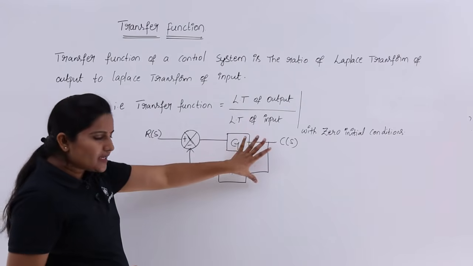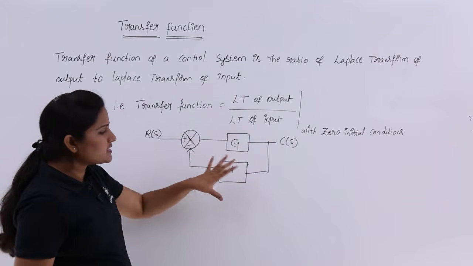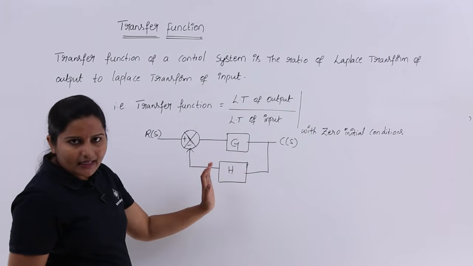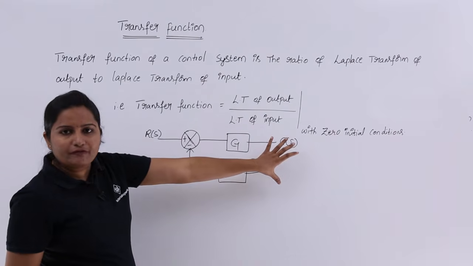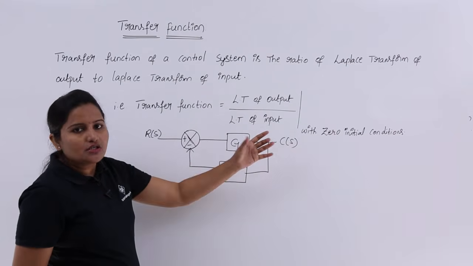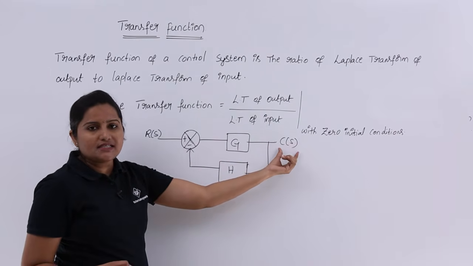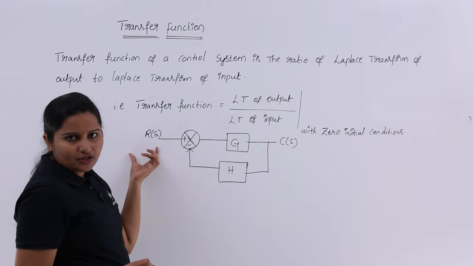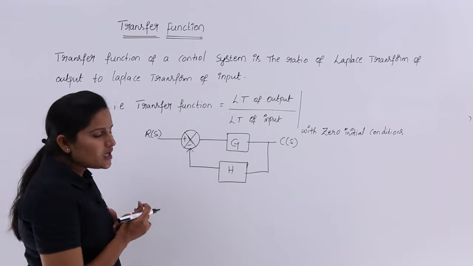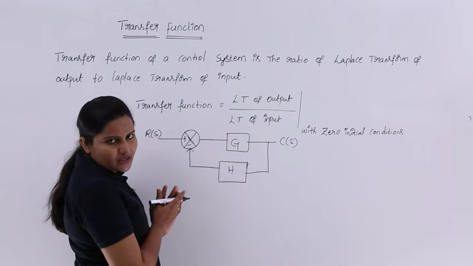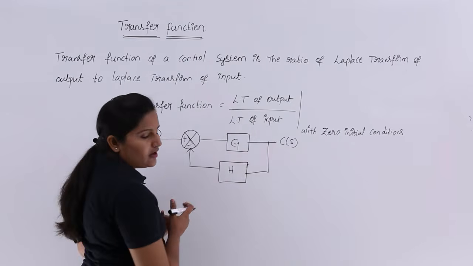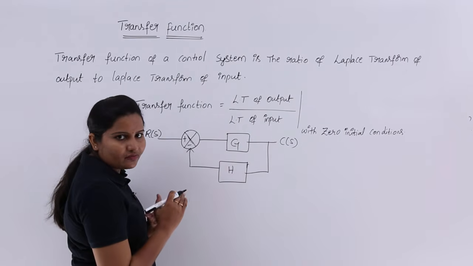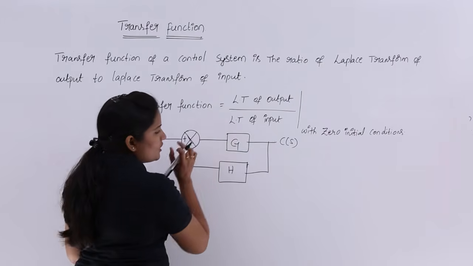In the case of this system, which is a negative feedback system, if you want the transfer function, you need to get C(S) by R(S). So, how can we get C(S) by R(S)? Before getting C(S) by R(S), the transfer function, I want to get the value here.